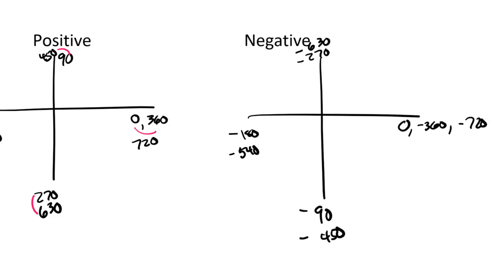But positive angles are going to move around in this way, because that's what counterclockwise direction looks like. Negative angles are going to start on the x-axis also, but they're going to move underneath and around. So those are the two directions that you need to be familiar with when you go to draw your angles.